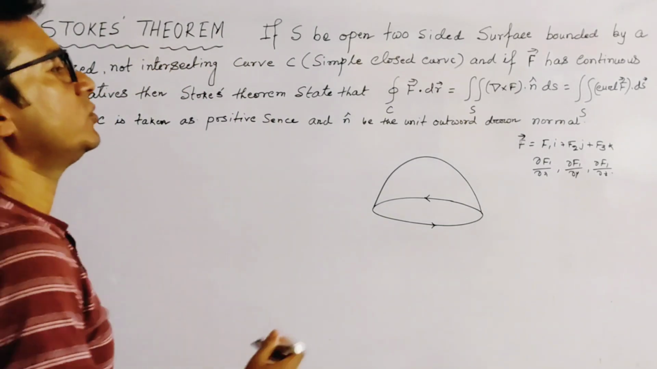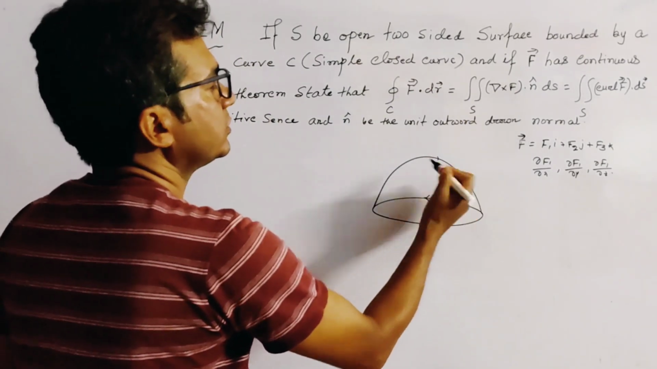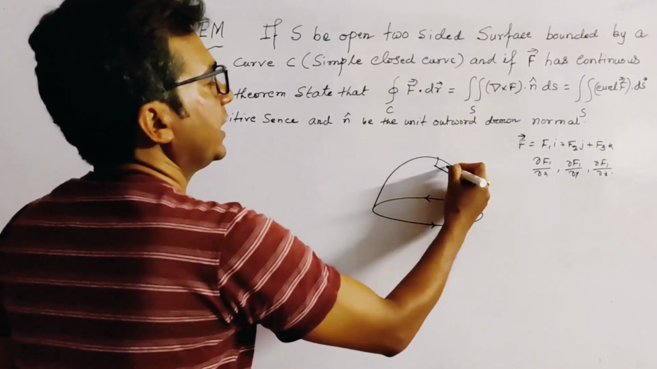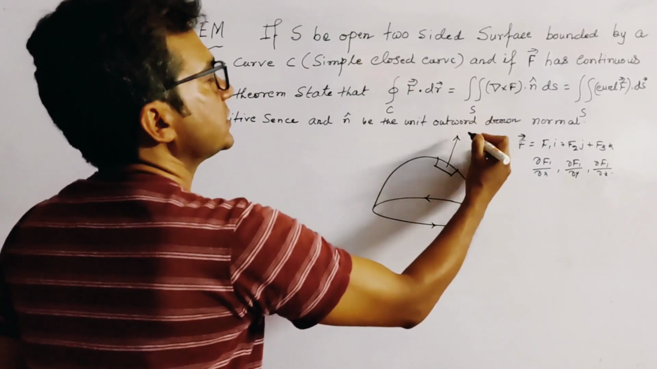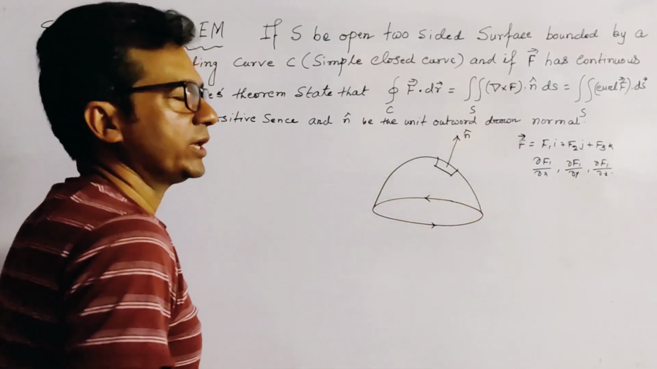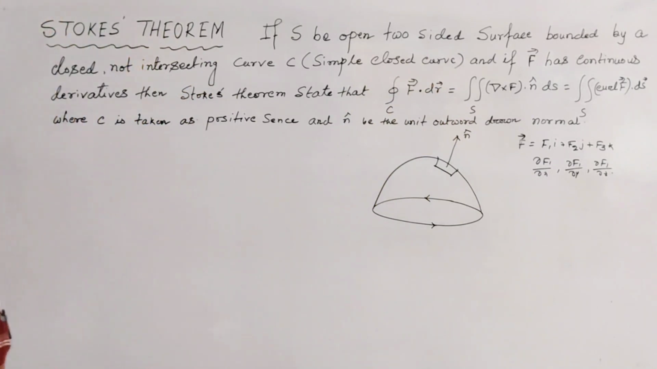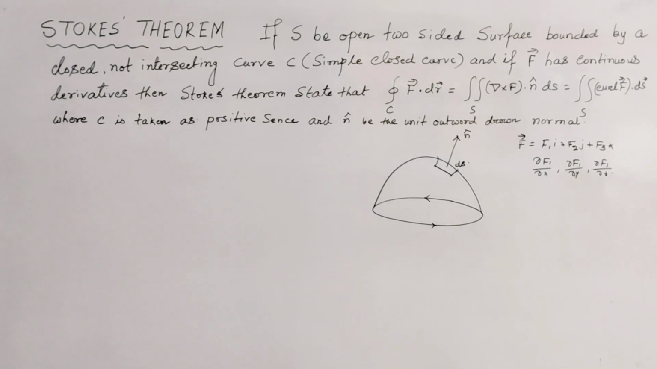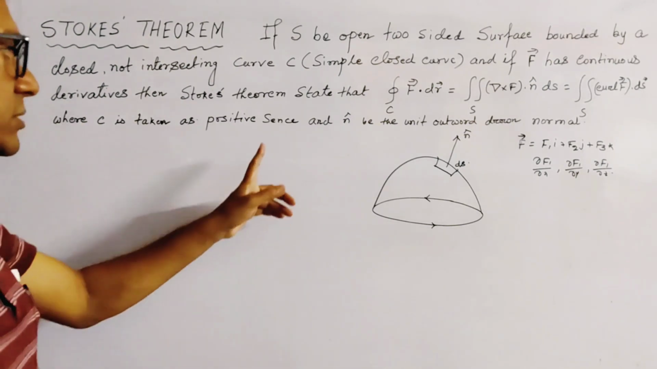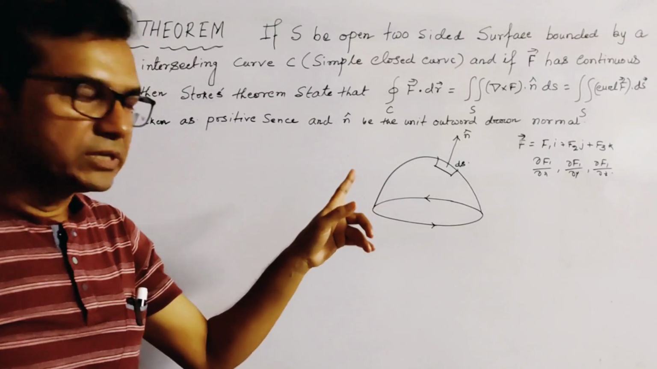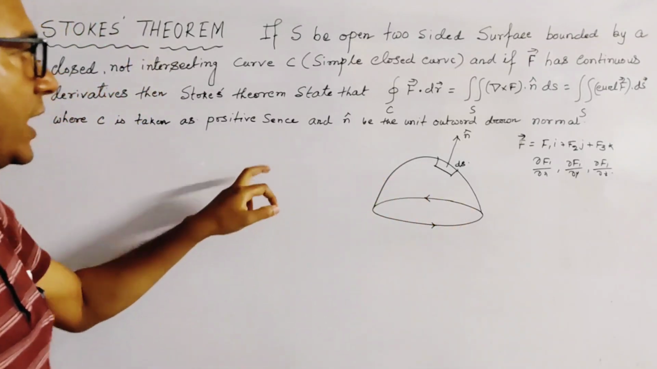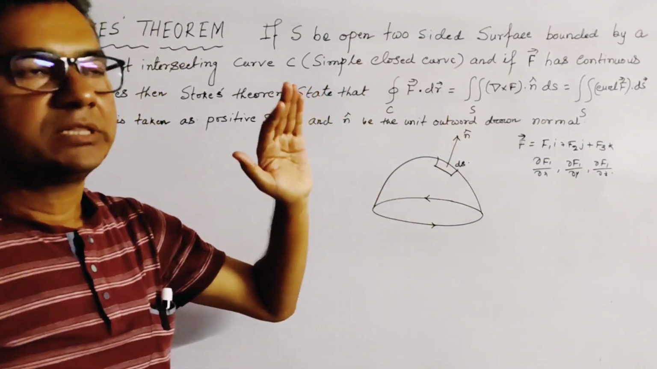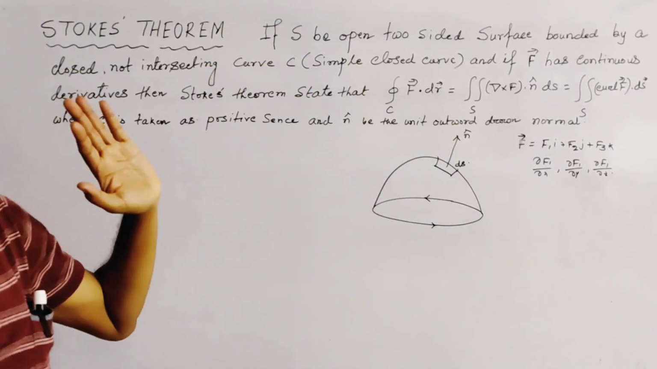Now if we take a small surface S, and this is the direction of the surface, this is n cap, the unit normal to the surface S or dS. Here C is taken in the positive sense, that is in the anti-clockwise direction, and n cap is the unit outward drawn normal. This is the statement of Stokes theorem.